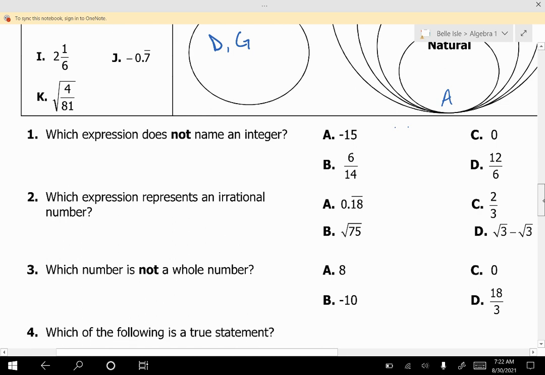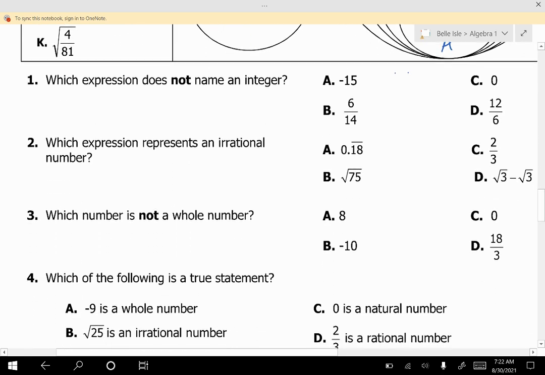Okay, so we'll move on to the last section of our notes today. Okay, just answering a few questions about this again. Okay, so number 1, which expression does not name an integer? Okay, so this is almost like a little quiz, so I'm going to see how you're doing. Okay, so go ahead and do 1 through 8, answer each one of them, pause the video, you can check yourself, and then you can go ahead and get started on your homework.